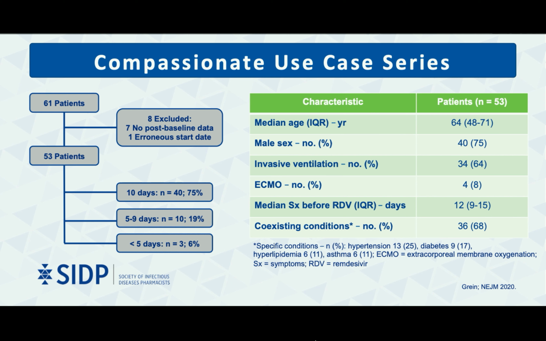Looking at some baseline characteristics for the cohort, the median age was 64 years, and 75% of the patients were male. As a somewhat reliable surrogate for severity of illness, at baseline, 64% of patients required mechanical ventilation, and 8% or 4 patients required ECMO. The median duration of symptoms prior to initiation of Remdesivir was 12 days, with an interquartile range of 9 to 15 days. So overall, these patients were well into their second week of illness prior to initiation of therapy. The manuscript did note that 68% of patients had a coexisting condition at baseline, and the proportion of patients with hypertension, diabetes, hyperlipidemia, and asthma are listed for your reference below the table.